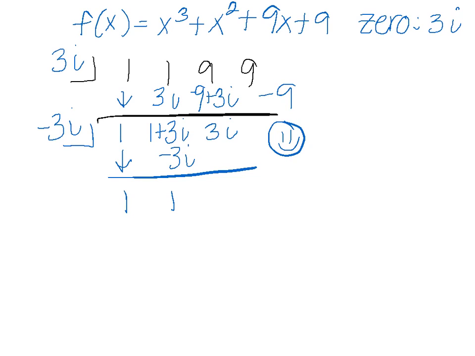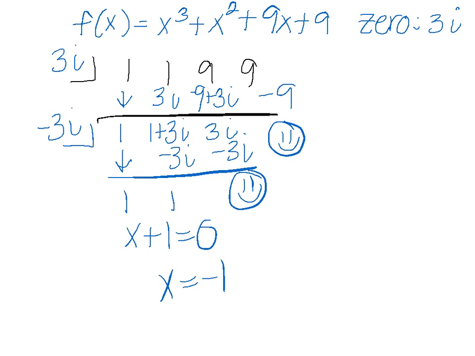This time, when I go through the process, it becomes a lot easier. And this was x squared, this was x cubed, this is x squared, so this is just x. So I get x plus 1 equals 0, so x equals negative 1. So my answers are plus or minus 3i and negative 1.